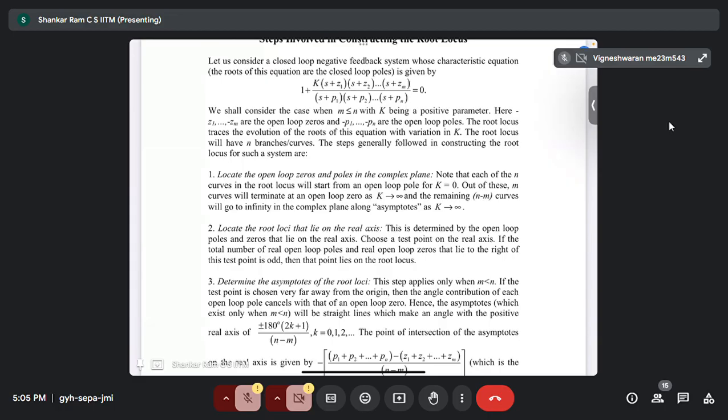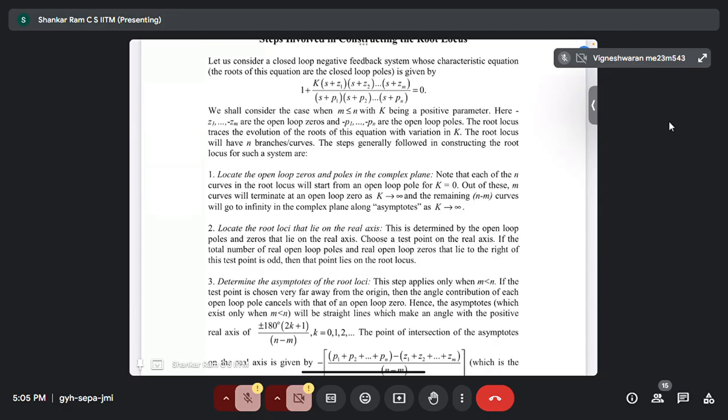And as Prem mentioned, the second step will change, because with negative feedback we took a test point and counted the number of real open loop poles and real open loop zeros to the right of the test point. If that number were odd, because odd came from the odd multiple of pi in our angle condition.